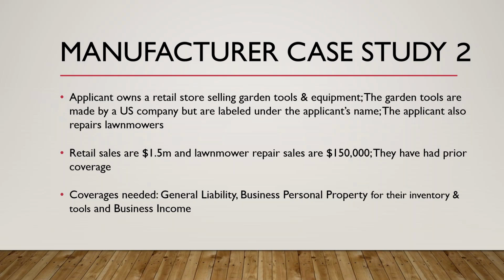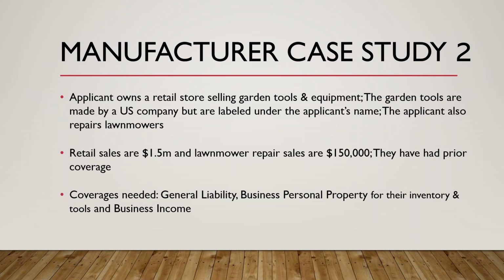This next example is a retail store selling garden tools and equipment. The garden tools are made by a U.S. company, but the tools are labeled under the applicant's name. So the applicant is having another company make the product on their behalf. Does the applicant have a manufacturing exposure? Yes, because the products are sold under their own name or label.